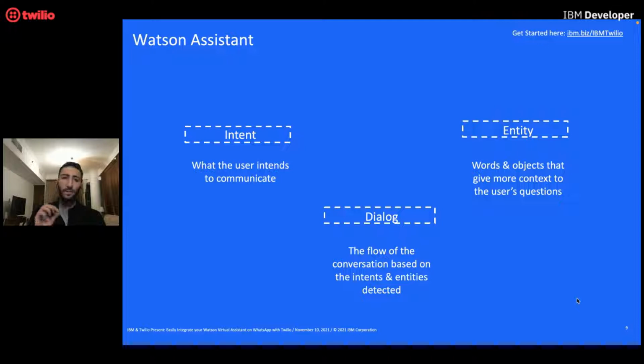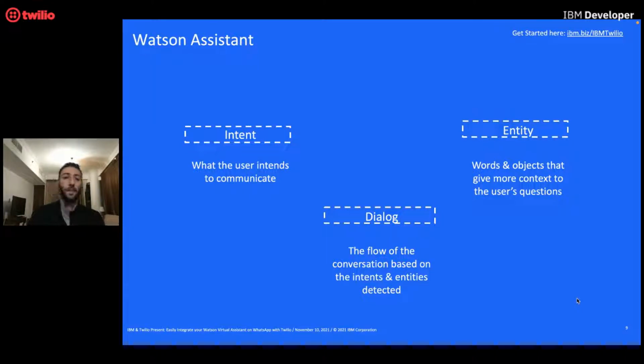Entities are specific keywords and objects that give more context to the user's questions. We'll explain this with an example. Let's say I have a cupcakery, a small shop that sells cupcakes in different flavors. I want to be able to distinguish between vanilla, chocolate, and strawberry. These three words can be used as entities, because they describe a specific kind of cupcake, and I can use them to give more context to my chatbot.